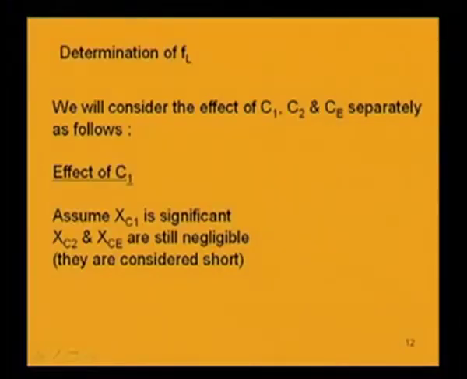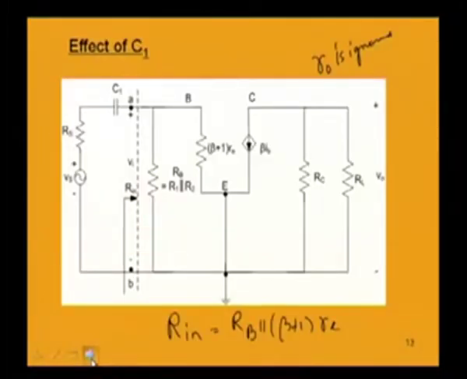Now other two are short circuited, we are assuming, that is C2 and Ce will be short circuited and C1 is a significant capacitance. So now the circuit of the amplifier will be having C1 and there will be no other capacitances. Now if we look into this circuit, which is very familiar to us because earlier also we were discussing in the mid frequency region the same circuit, only in that case this C1 was not there.